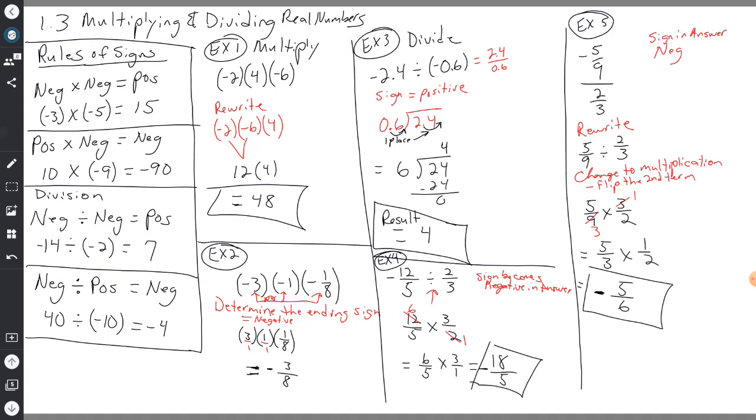Okay, so now we'll move on to 1.4. Any questions on this before we move on?